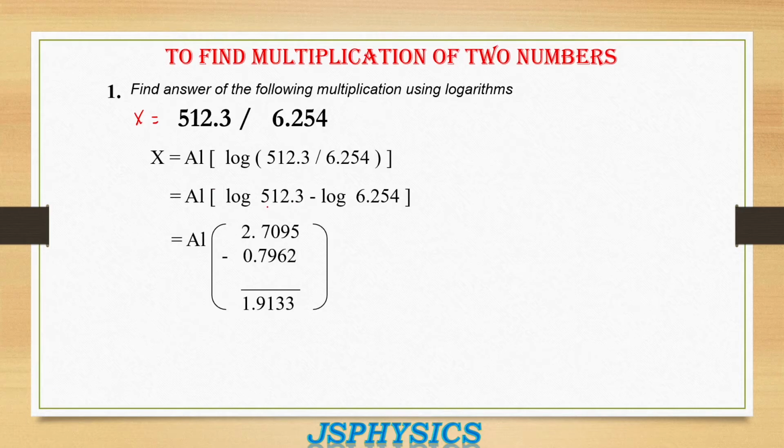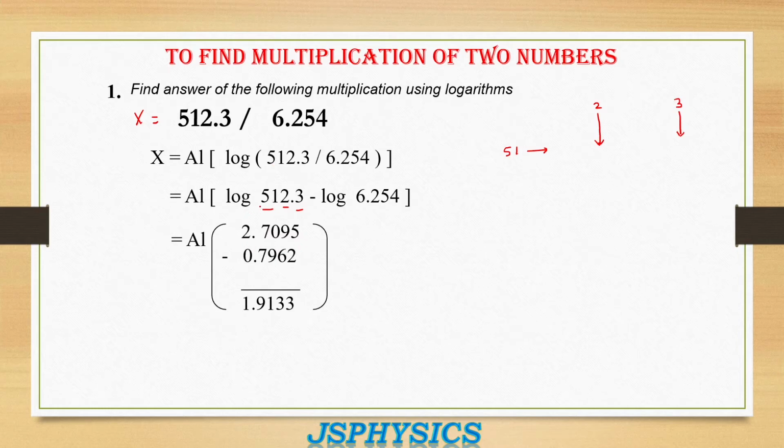Here the first number is 512.3. The number of digits before the decimal point is 3, so the characteristic will be 3 minus 1, that is 2. To find the mantissa, we divide this into three groups, 51, 2 and 3. In the row of 51 under the column of 2 we find a number, and then in the column of mean difference of 3 in the same row we find another number. On adding these two numbers you get 0.7095.